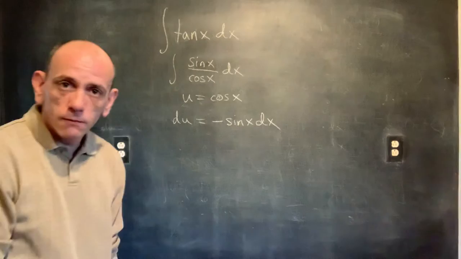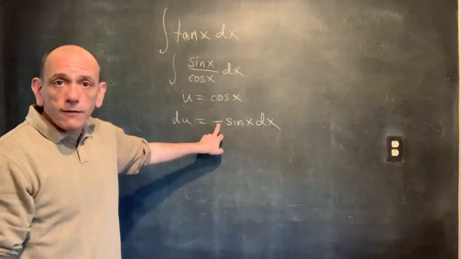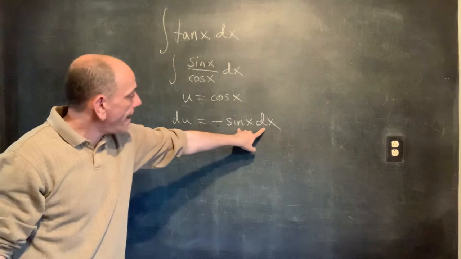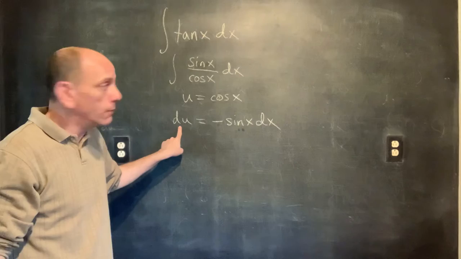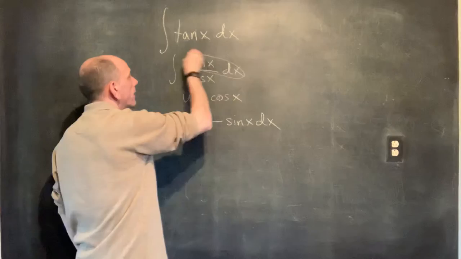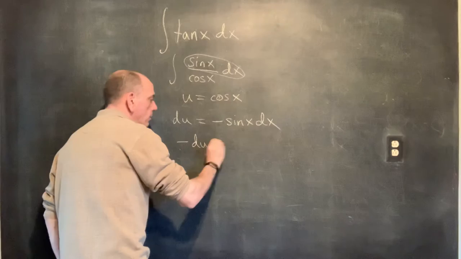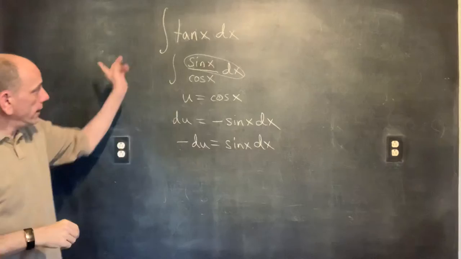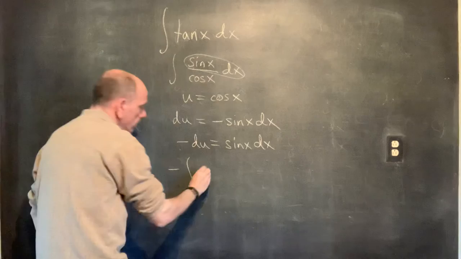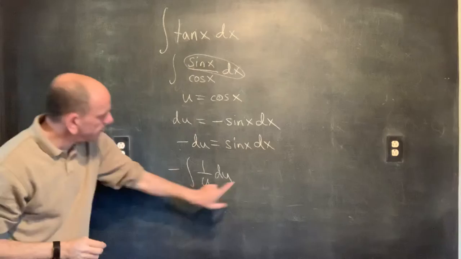And I look back at my problem and I go, this negative, don't care. Doesn't bother me. Constant never does. What I have to have is the sine of x dx in order to be able to sub for du. And I go, right there. Sine of x dx, sitting right there. Fantastic. I'm just going to solve for what I actually have. It's negative du is the sine of x dx. But that negative, I don't care. I'm just going to pull it outside. So negative integral, well, we have 1 over u du. That sine of x dx, that is du, except for the negative sign, which I pulled outside. No problem.